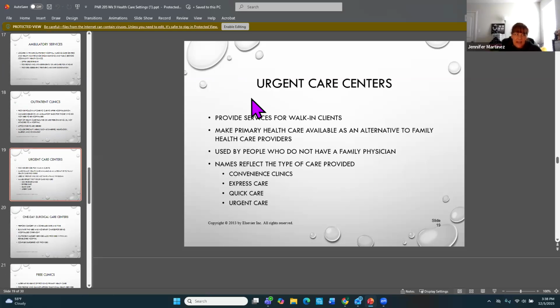And we have your urgent care centers. Again, they provide services for walk-in clinics. And again, a lot of people use these as their family care, or as their primary care. People that don't have a healthcare provider, can't find a healthcare provider, whatever the reason, they may use the urgent care center as their primary care. It's more convenient too, if you think about it, right?